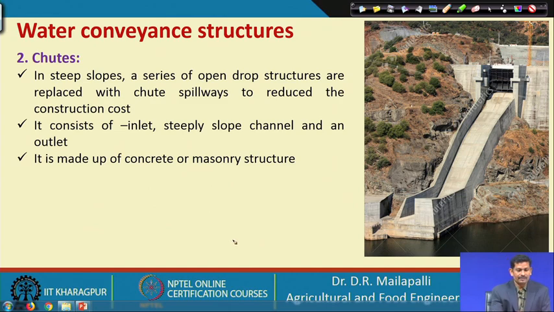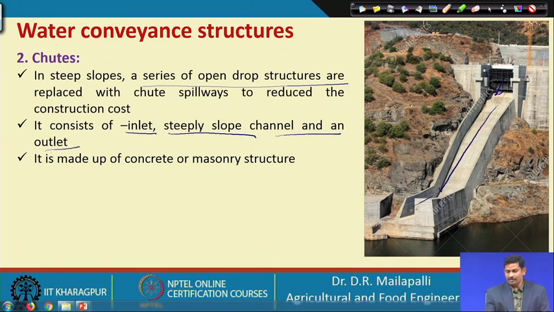soil. Here, in steep slopes, a series of open drop structures is used, which is already explained. It consists of an inlet, a steeply sloped channel, and an outlet. So there is an inlet here, a channel, and then an outlet. These are the three main parts, and it is made up of concrete or masonry structures.